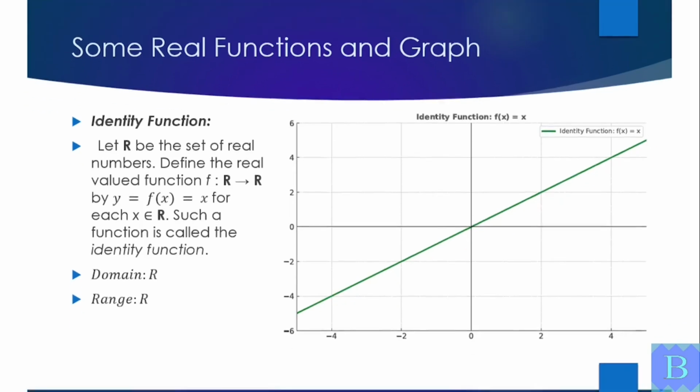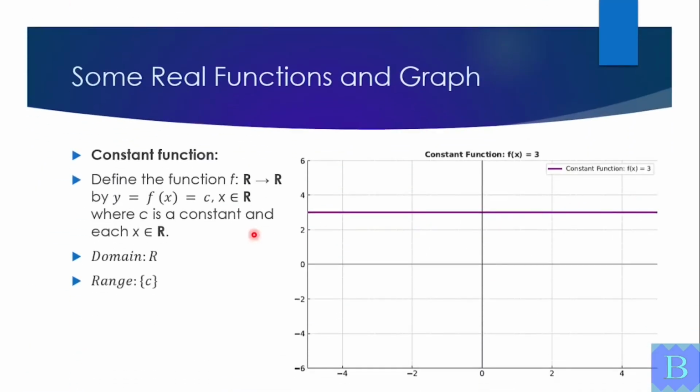2. Constant function. It is defined as f(x) = c, where c is a constant. Domain is R. Range is {c}. Graph is a horizontal line at y = c.